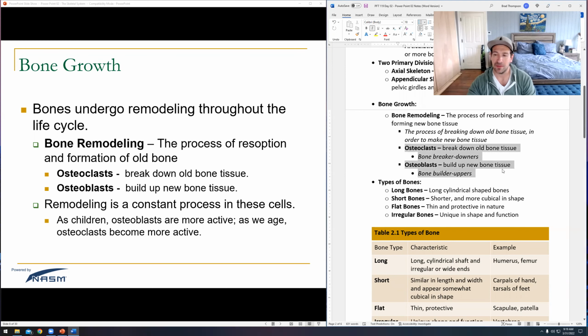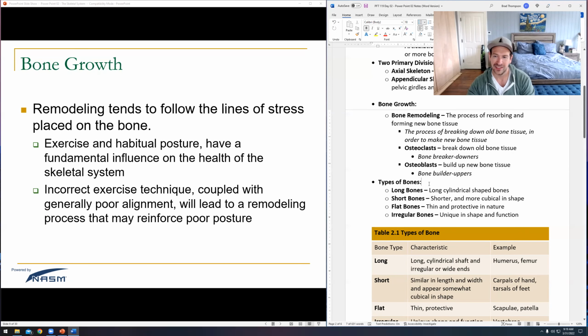So you do want to keep these cells in your brain. Your osteoclasts, they're your bone breaker downers. And then your osteoblasts, those are your bone builder uppers. Those are the technical terms. And that whole thing is called, like I said, bone remodeling.